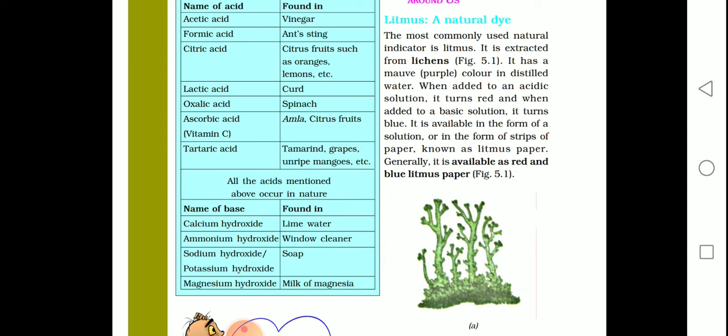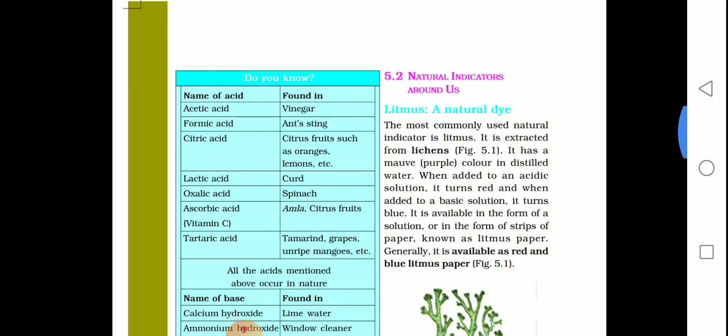But what about the names of bases? Calcium hydroxide is found in lime water. Ammonium hydroxide is in window cleaner. Sodium hydroxide, potassium hydroxide are in soap. Magnesium hydroxide is in milk of magnesia. These are all called bases. To identify whether a substance is acidic or basic, we use a special type of substance called natural indicators or artificial indicators.